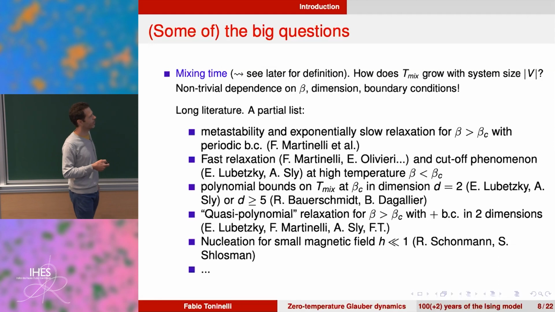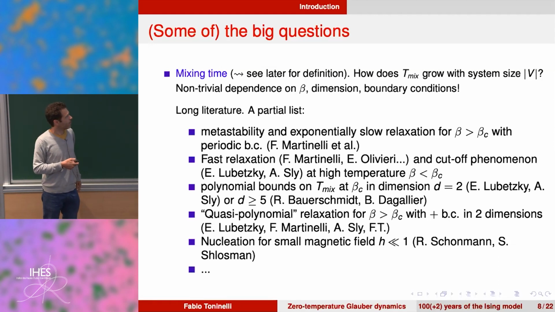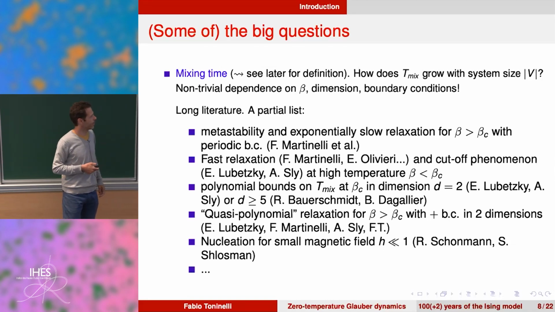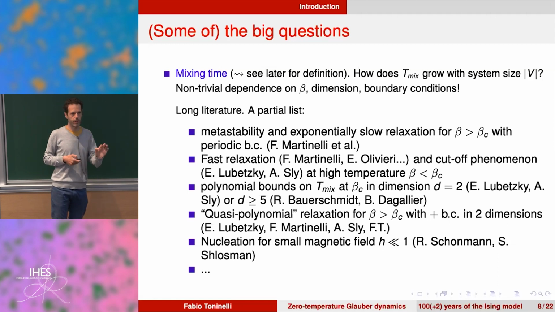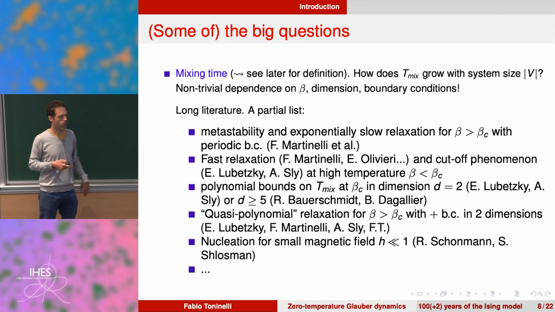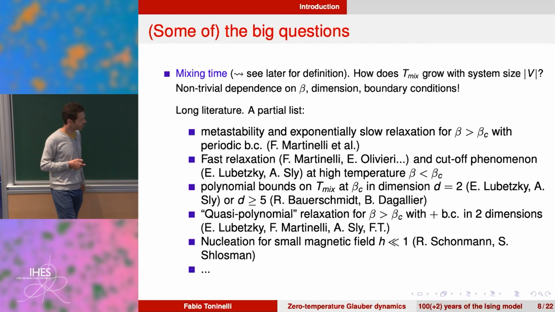I have no time to introduce what it is, but then you can be at a critical temperature, and here it's known in dimension 2, and thanks to this very recent work that was mentioned by Roland yesterday, by Roland and Benoît Dagallier, it's known also in dimension 5 and higher, that at the critical point the mixing time is polynomial in the system size. Good.